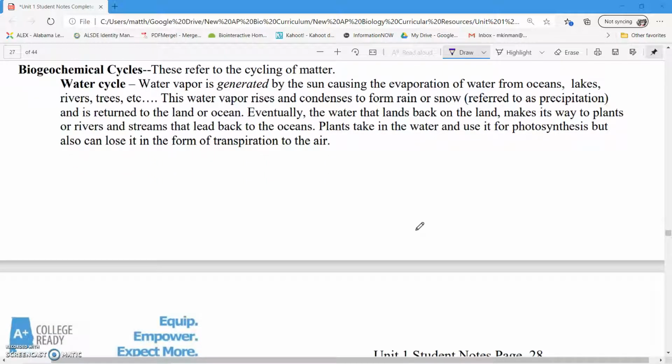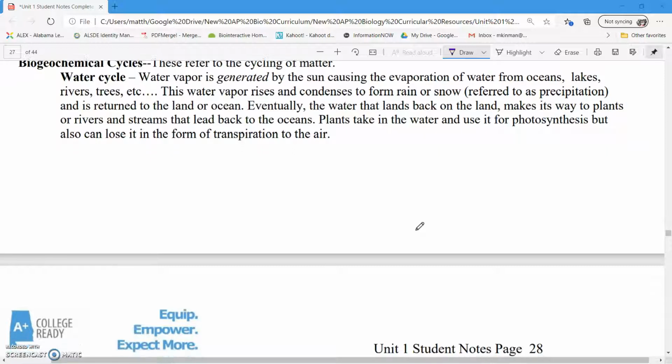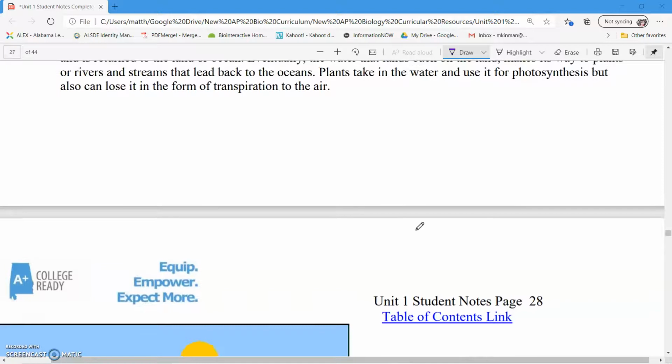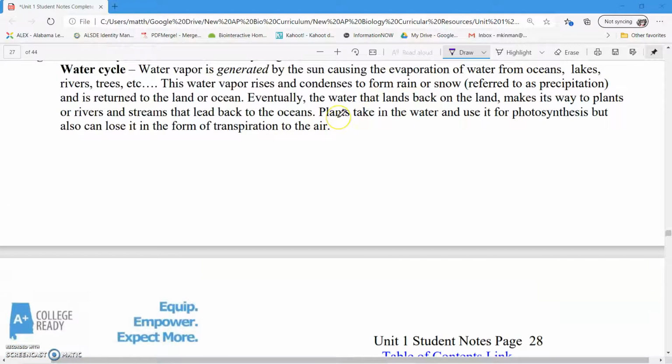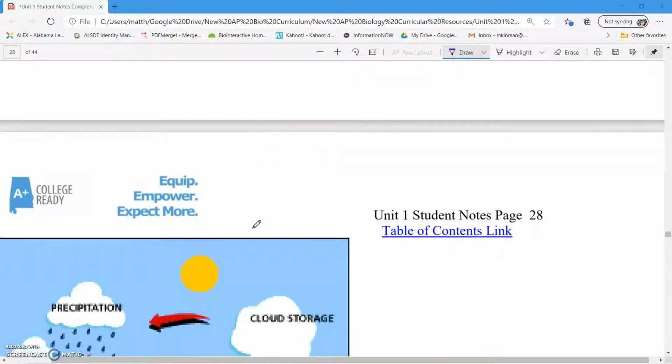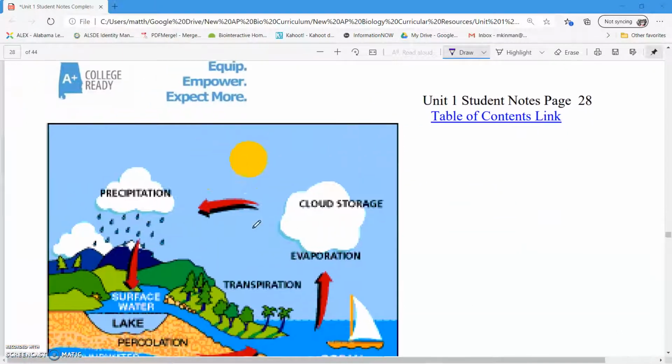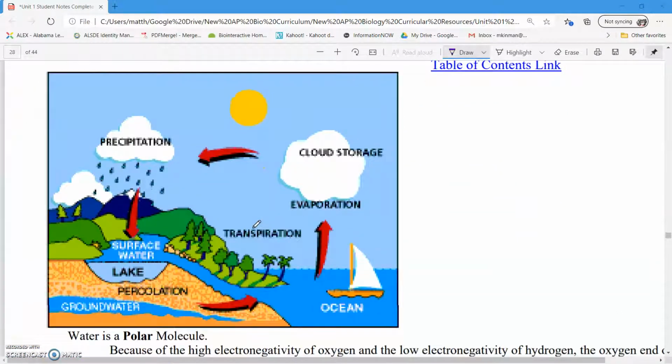Plants take in the water and use it for photosynthesis, but also can lose it in the form of transpiration to the air. All right, and that part there is actually, we're going to talk about how water moves through plants, and it has to do with this transpiration. We'll talk more about that later though. So right here you've got a nice diagram of the water cycle. So fairly complex, simple, whatever you think.